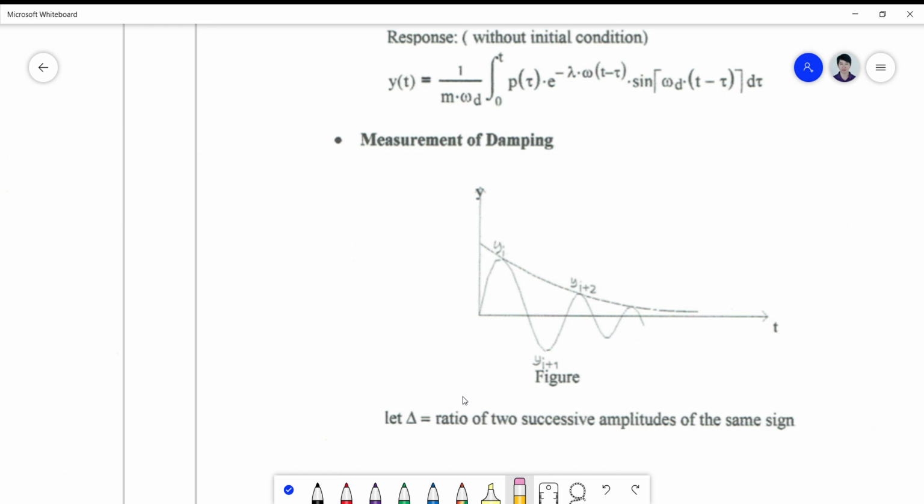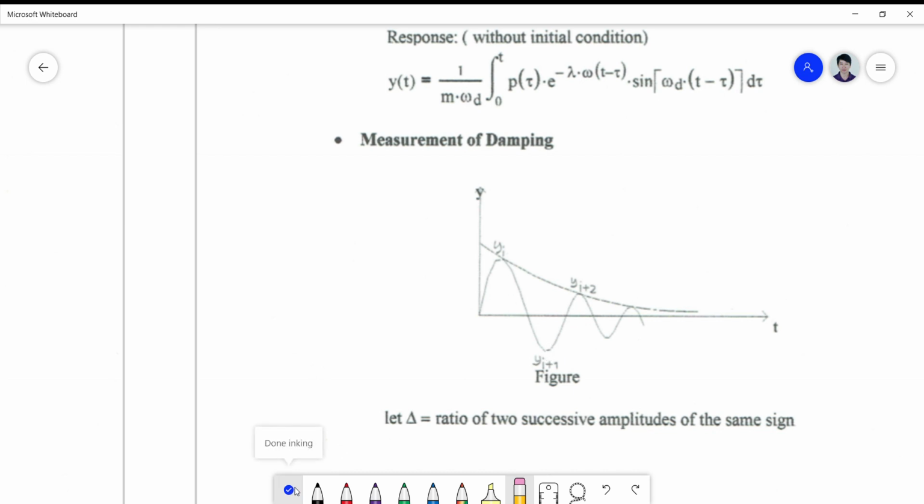To get the damping property of a system, all we have to do is to measure the value of the successive amplitudes of the same sign. So this is y1, this must be y3. If this is y2, this must be y4. This is a different sign, so we do not consider this as successive amplitudes of the same sign.